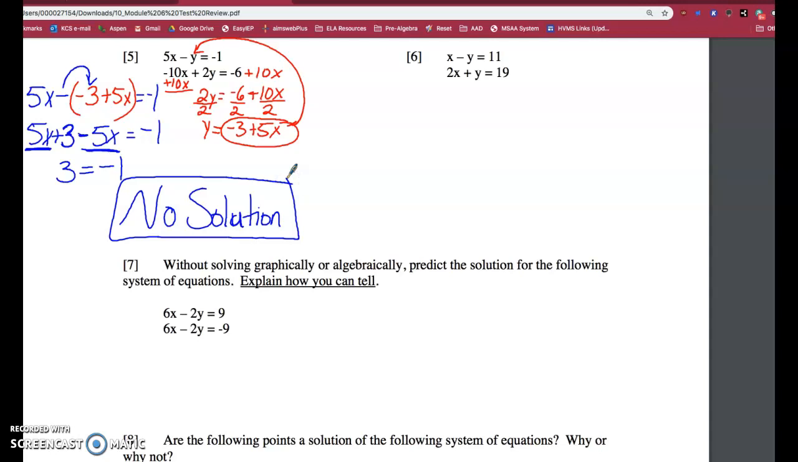Looking at number 6. Reorganizing it. I'm going to reorganize right here because that one's real easy. Just plus y. So that leaves me with x equals 11 plus y. This time, I'm going to take it, put it in for x.